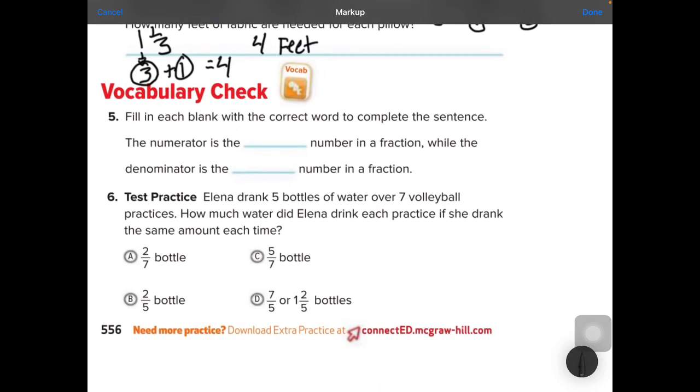Number 5, fill in the blank with the correct word to complete the sentence. The numerator is the top, very good, and the denominator, because it has a D, is the one on the bottom, or the one down below.